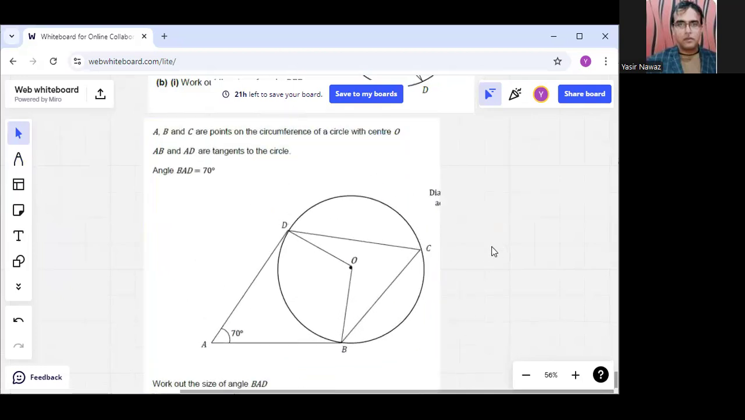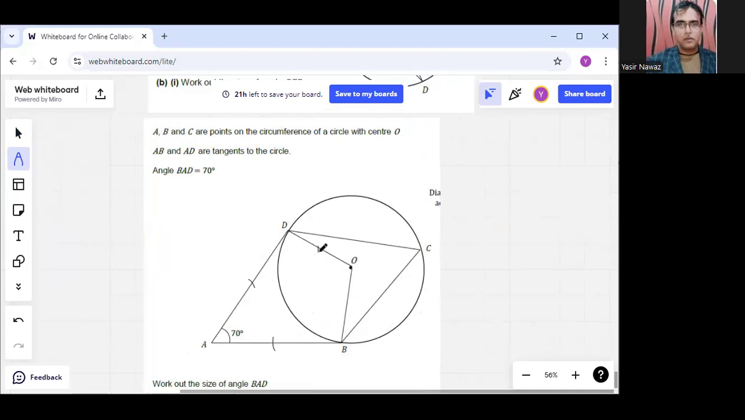A, B, and C are points on the circumference of a circle with center O. AB and AD are tangents to the circle. AB is a tangent, AD is also a tangent, so this length would be the same.